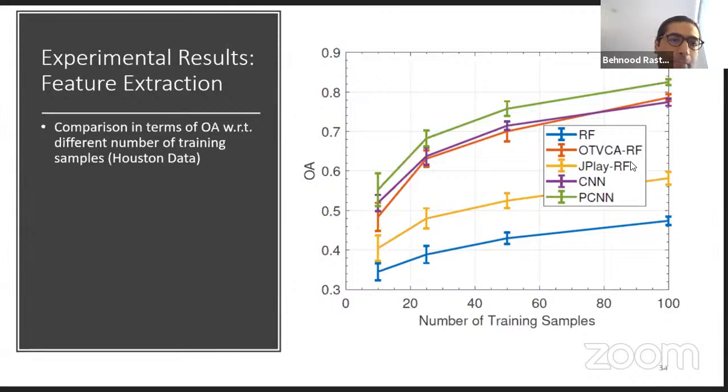So this is the experimental results for different feature extraction techniques, and the comparison is in terms of overall accuracy with respect to the number of training samples. So basically we're using here 10, 25, 50 and 100 training samples. And the results are based on the Houston data set.